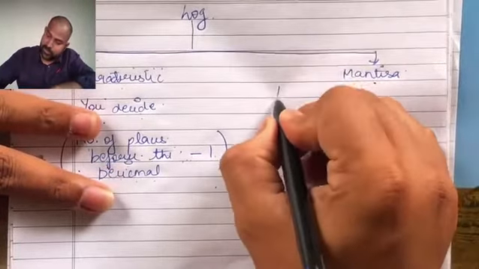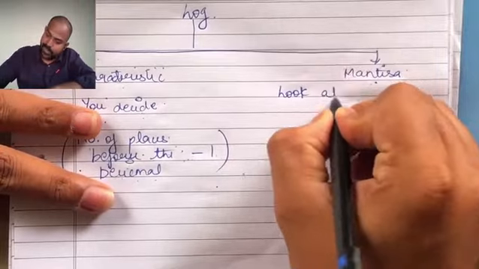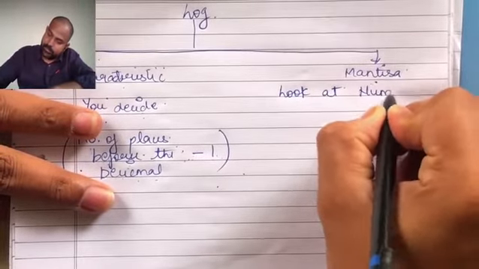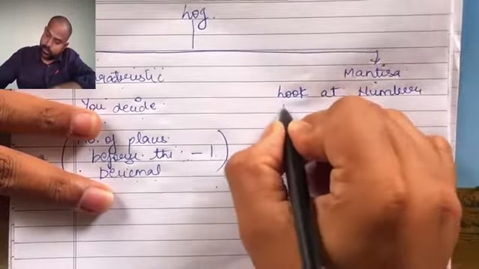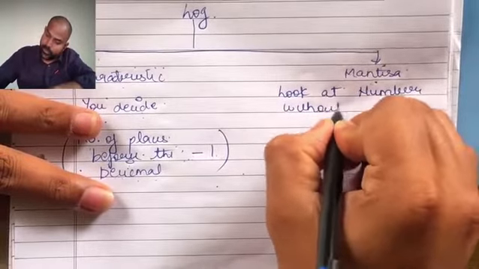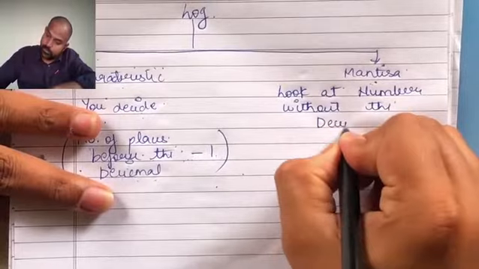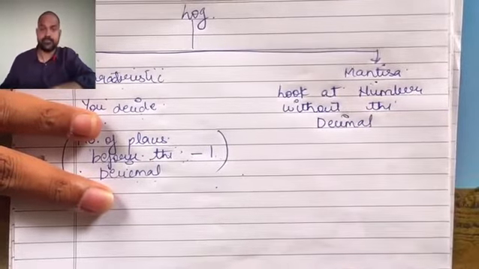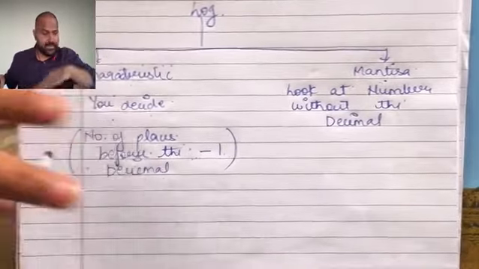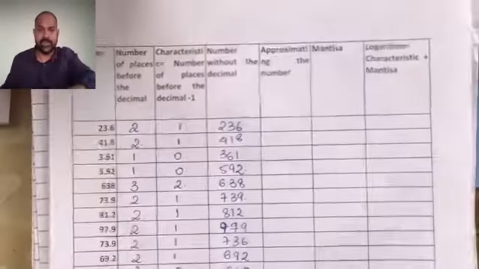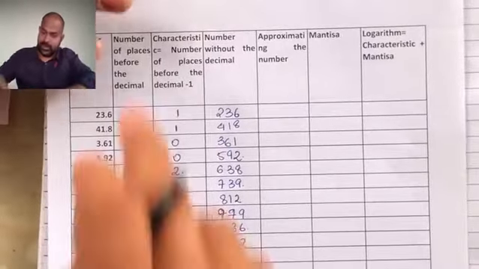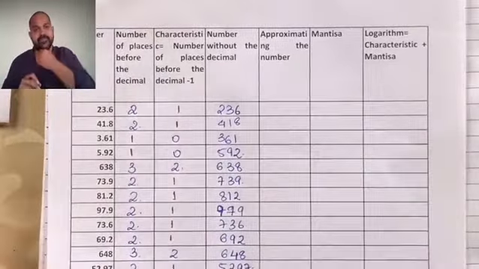So for the mantissa, look at the number without the decimal. So what have I done? I have looked at the number without the decimal and I have written it down. It is the number without the decimal.